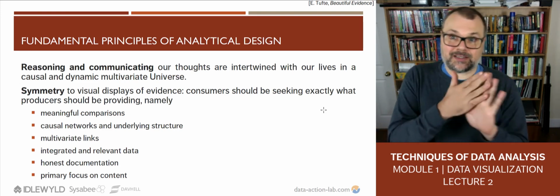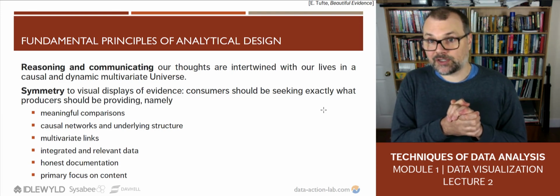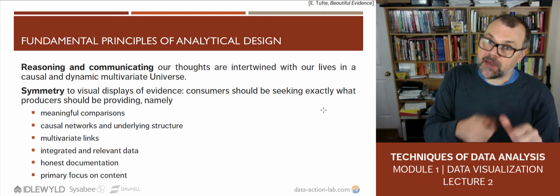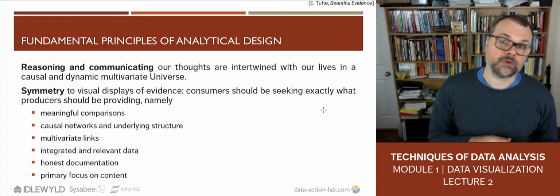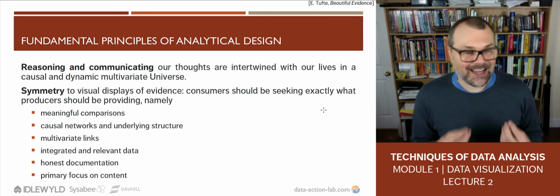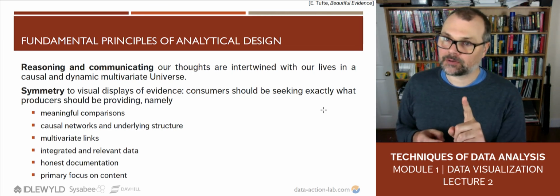And there are 6 items that he thinks we should be looking for in good visualization, 6 types of things. We should look for the ability to make meaningful comparisons between observations, between variables, between situations. We should also be able to highlight causality or causal networks. Now that's very difficult to do.